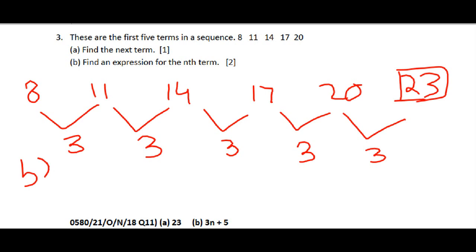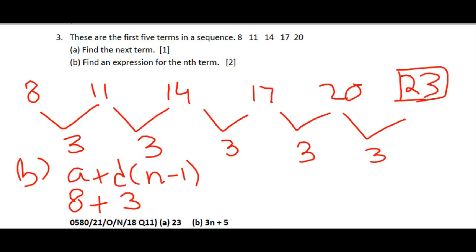Part B, find an expression for the nth term. So for that you either use the formula a plus d times n minus 1, since this is the first level common difference, or also called the linear sequence. a is 8, the first term, d is 3, the common difference, times n minus 1. When you open and simplify you will get this answer 3n plus 5, right?